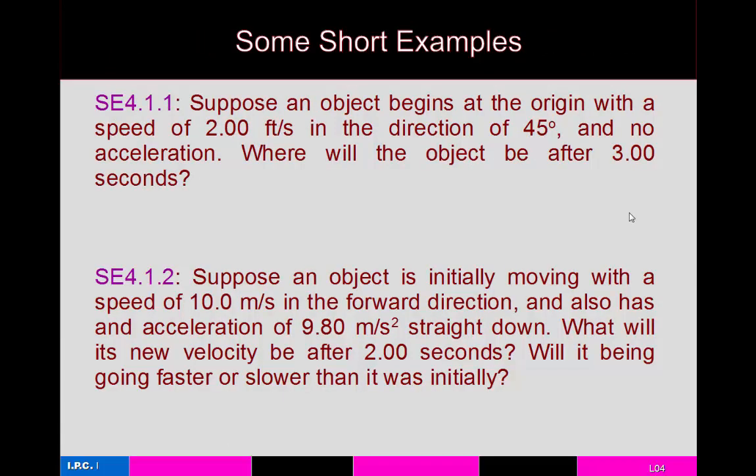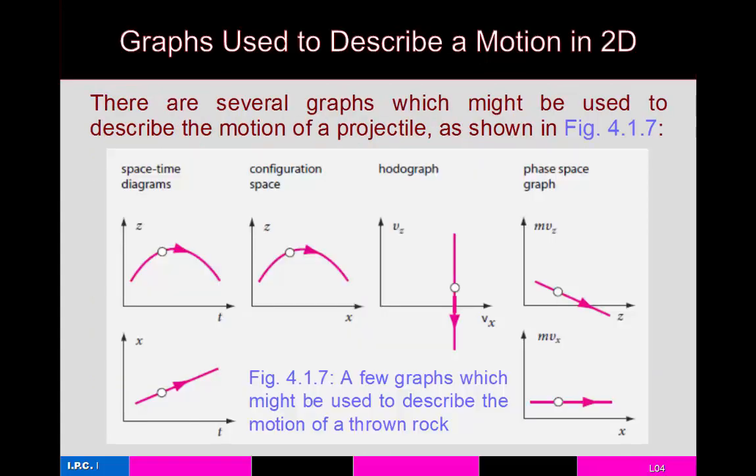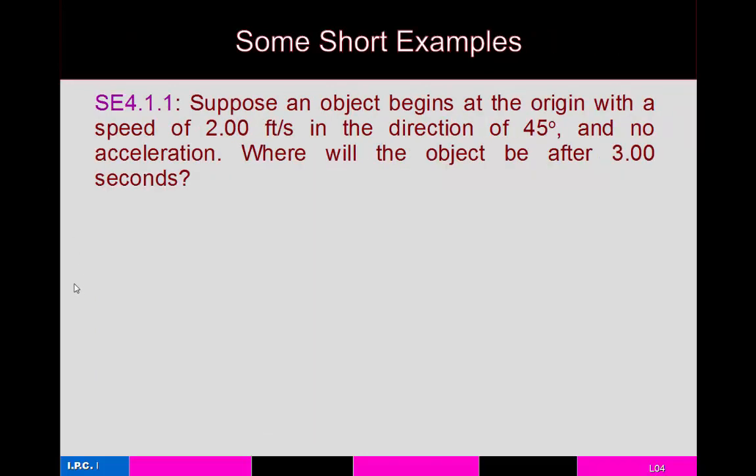I want to work a few short examples just to make sure that everybody's following me so far. In this first example, let's consider you have an object that begins at the origin with a speed of 2 feet per second in the direction of 45 degrees and has no acceleration. And we want to know where will the object be after 3 seconds.